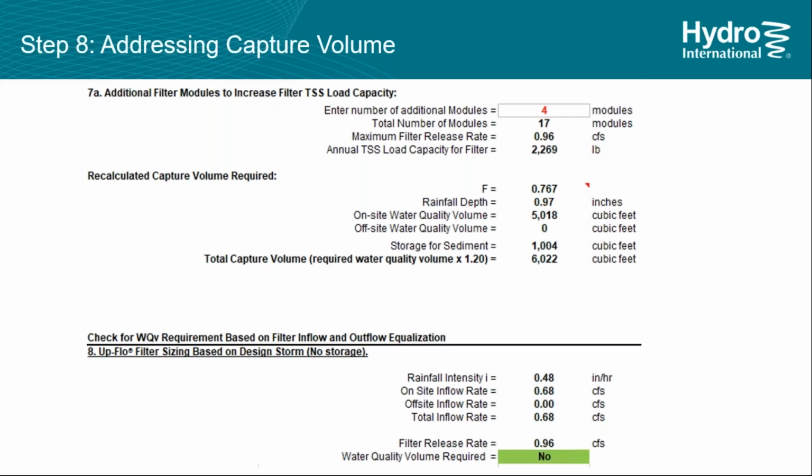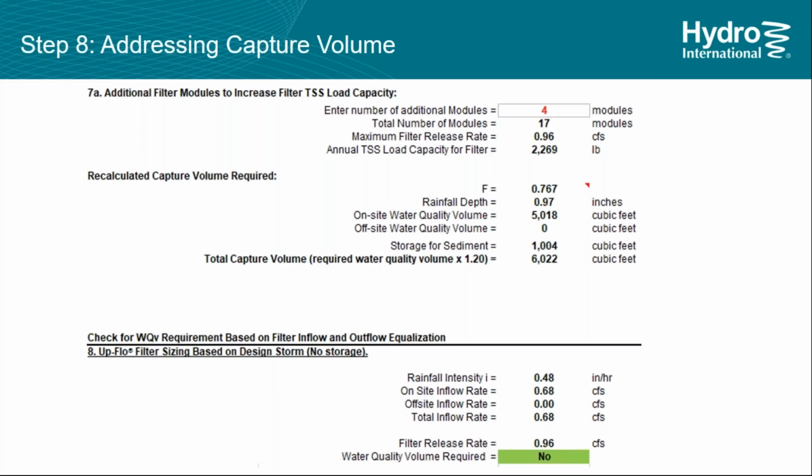At 13 modules, we had to capture, I think it was 16,000. So that means the 10,000 cubic feet is required to be stored in a chamber system, a concrete system, a large pipe, whatever it may be. So that lower part, you can increase the number of additional modules until that says no, to remove the need for storage on site. And that is the end of the tool and how you'd use it to design with or without storage.